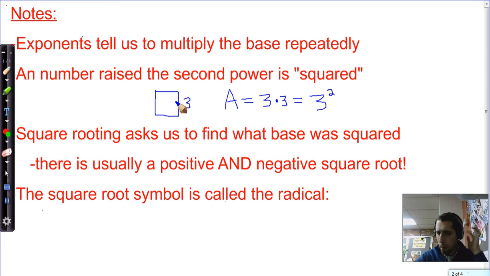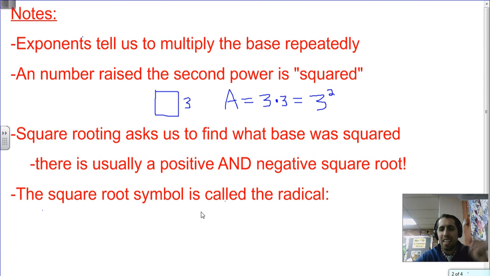Another easy way to remember it is squares are in 2 dimensions. That's again why we multiply length times width to find the measurement of the space they take up. So 2 dimensions, exponent of 2. A number raised to the second power is squared. So that's what we need to know here.